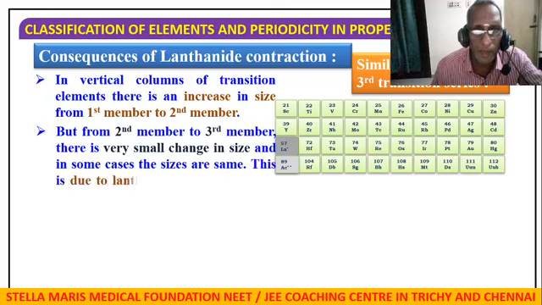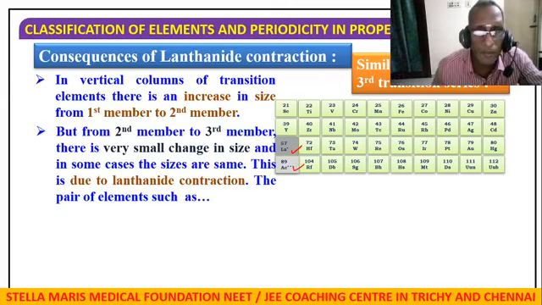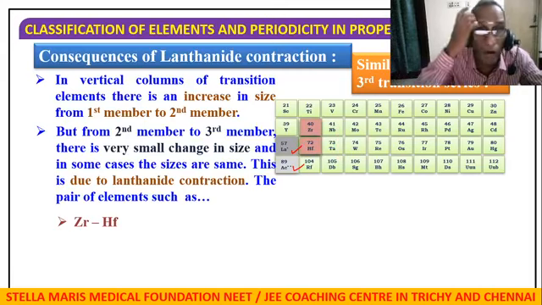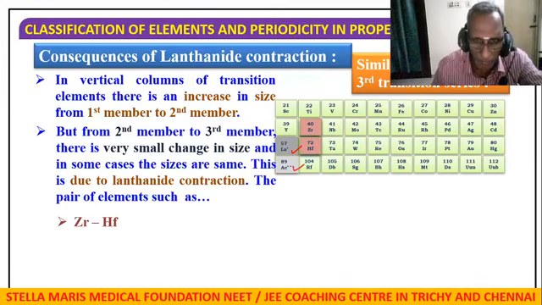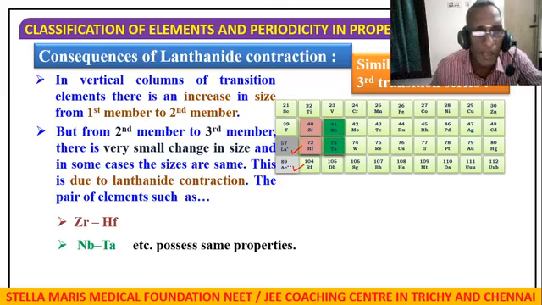But where are these two regions? This is called the second member. This is called the third member. There is a small change in size due to lanthanide contraction. Example: zirconium and hafnium. Hafnium should be of higher size than zirconium, but it is not. So Nb is niobium, Ta is tantalum. There is no increase in size, so they have similar properties.